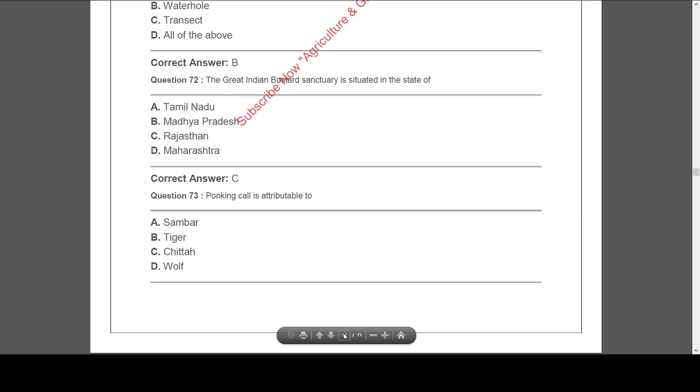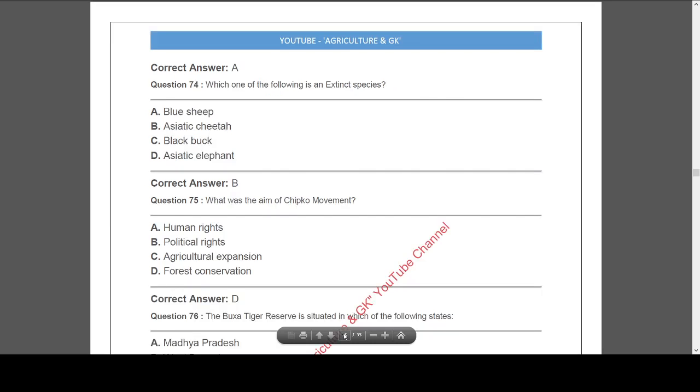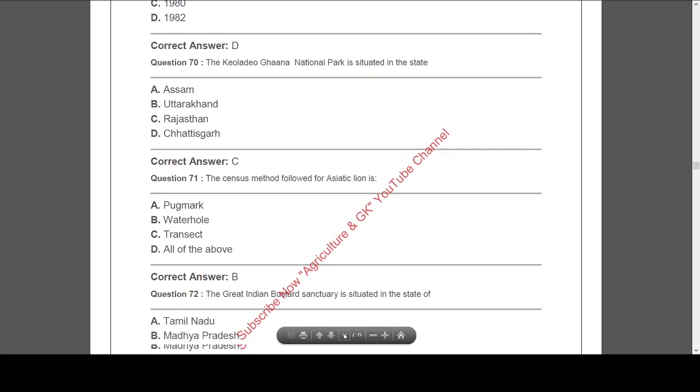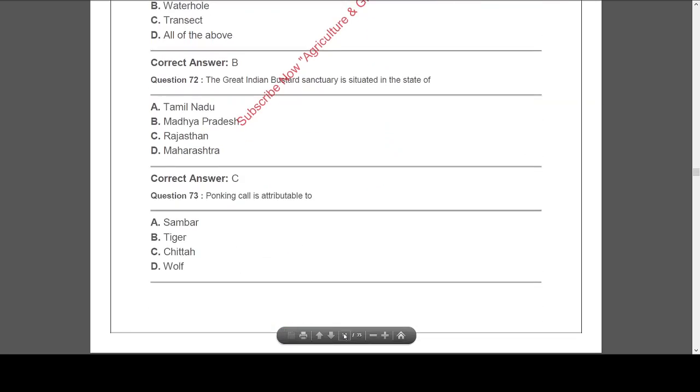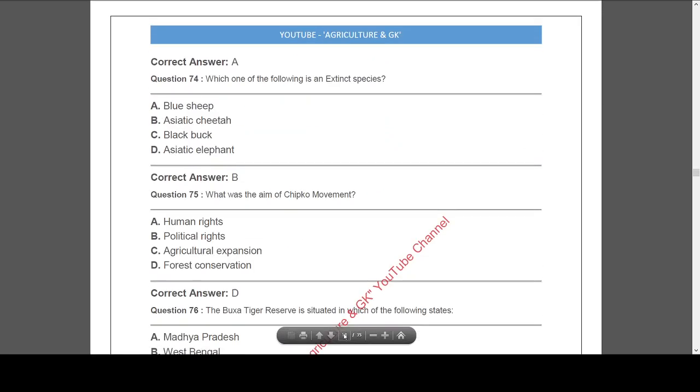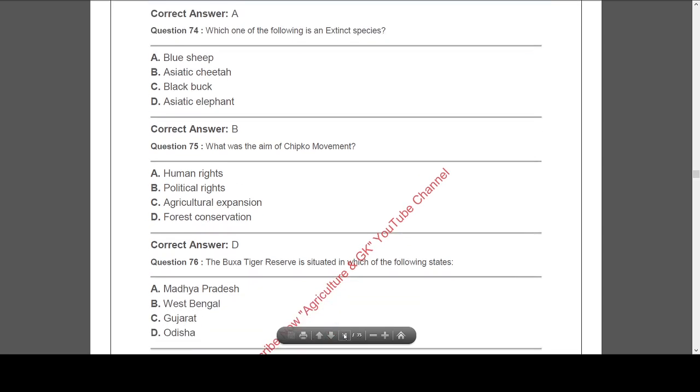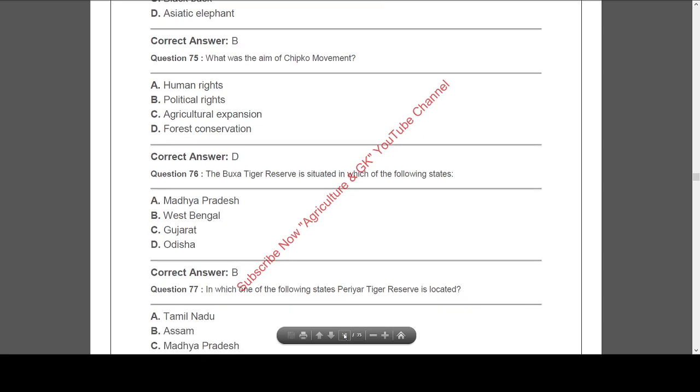Honking call is attributable to option A, Sambar. Which of the following is an extinct species? It is option B, Asiatic cheetah. What was the aim of the Chipko movement? It was forest conservation. Yeah, we know that. Everyone will know it is mainly for forest conservation.